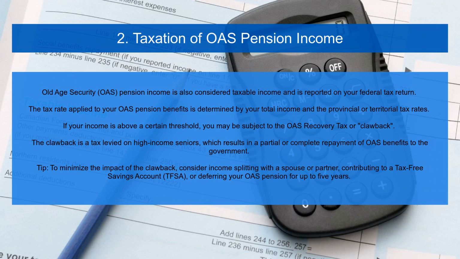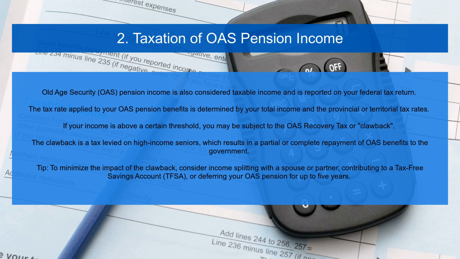tax return. The tax rate applied to your OAS pension benefits is determined by your total income and the provincial or territorial tax rates. If your income is above a certain threshold, you may be subject to the OAS recovery tax or clawback. The clawback is a tax levied on high-income seniors, which results in a partial or complete repayment of OAS benefits to the government.